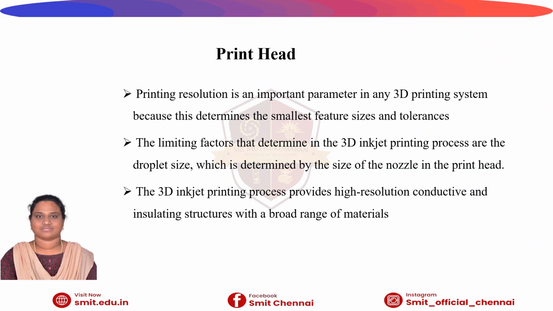Next, print head. Printing resolution is a critical parameter in any 3D printing system, as it determines the smallest achievable feature size and dimensional tolerance of the printed part. In 3D inkjet printing, the primary limiting factor for resolution is the droplet size, which is directly governed by the nozzle diameter of the print head. Due to the precise droplet control, inkjet-based 3D printing is capable of producing high-resolution, conductive and insulating structures using a wide range of functional materials.